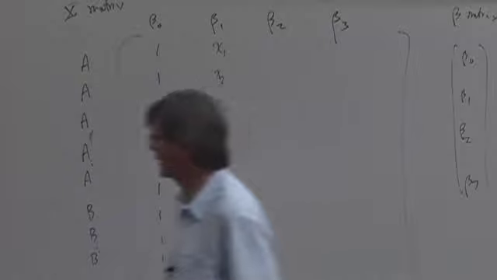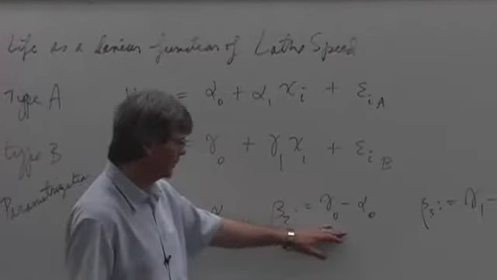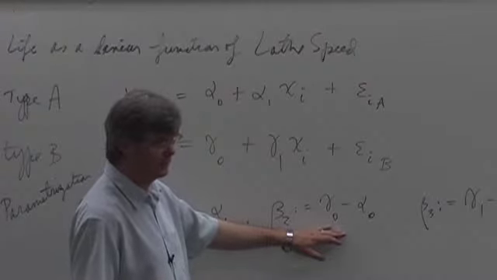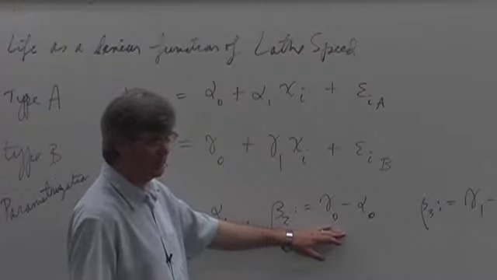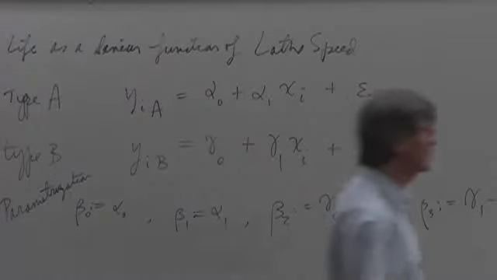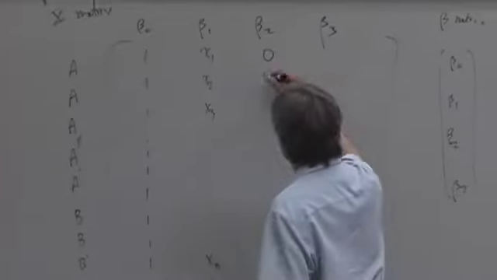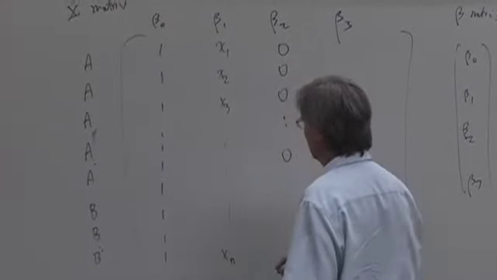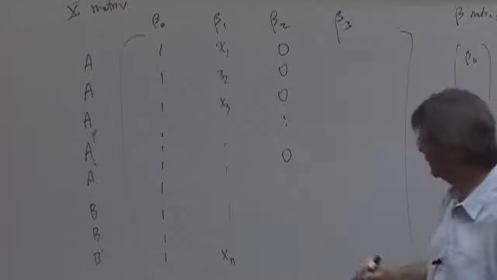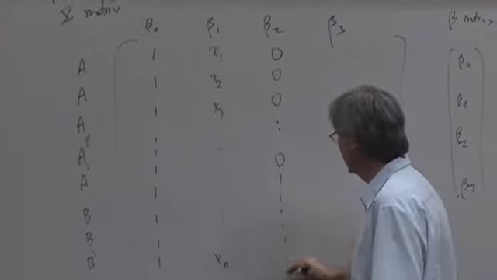0, 0, zeros. Okay, let's see. Beta 2, according to this definition, is the difference of the intercepts. I don't want to put a difference in, right? I don't want to go from alpha 0 to gamma 0 for the type A's. So I'm going to put zeros here, down to 0 here. But then after that, I do want to put in the difference. I want to put in the different intercept. So I put in 1s here.